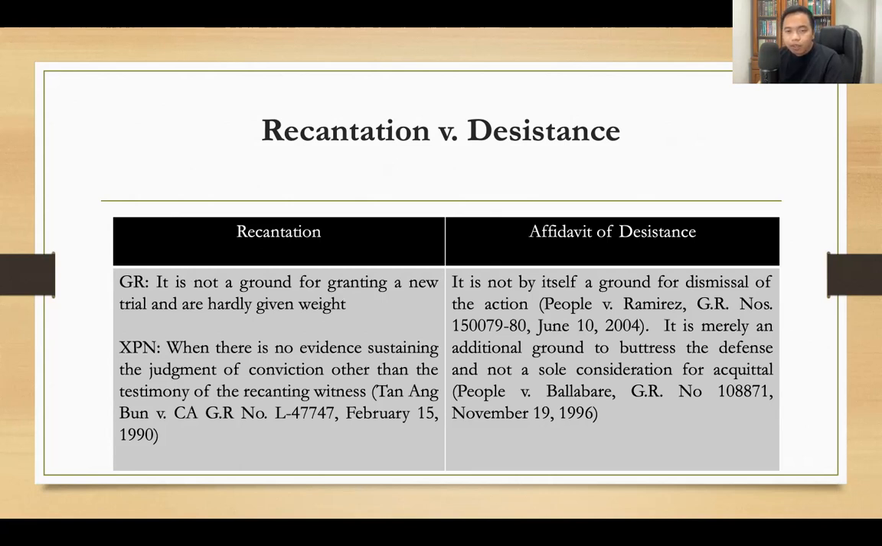Now, an affidavit of desistance is not a ground for dismissal of the action. It is merely an additional ground to buttress or strengthen the defense and not a sole consideration for acquittal. Just because a witness or the private complainant had already executed an affidavit of desistance does not mean that the accused will be acquitted or that the case can be dismissed, because the court can base its judgment on other available evidence, such as documentary evidence and object evidence.